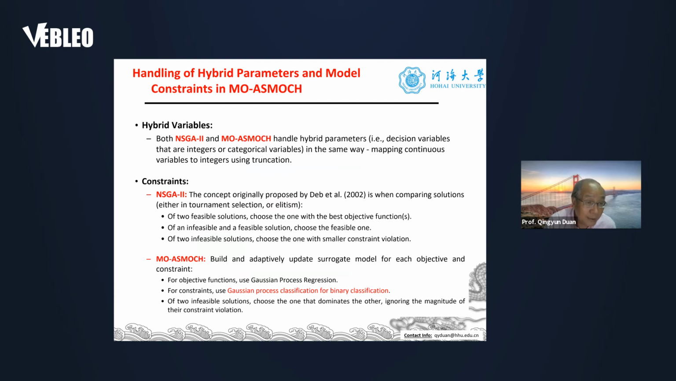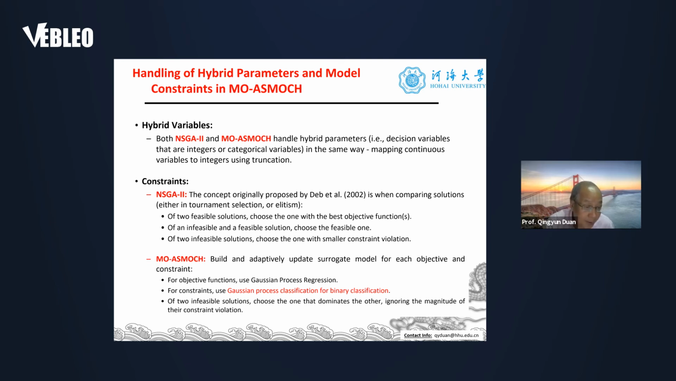For the handling of hybrid variables, both NSGA-II and MO-Azimuth use the same kind of technique. You map the continuous variable into integer space using a truncation technique. And for the constraints, there are some subtle differences. For NSGA, they deal with the constraints like this. If you have two feasible solutions, then you choose the one which has the best objective function. But if you have one infeasible and one feasible, then of course you discard the infeasible solution and choose the feasible solution. If you have two infeasible solutions, then you choose the one with smaller constraint violation.